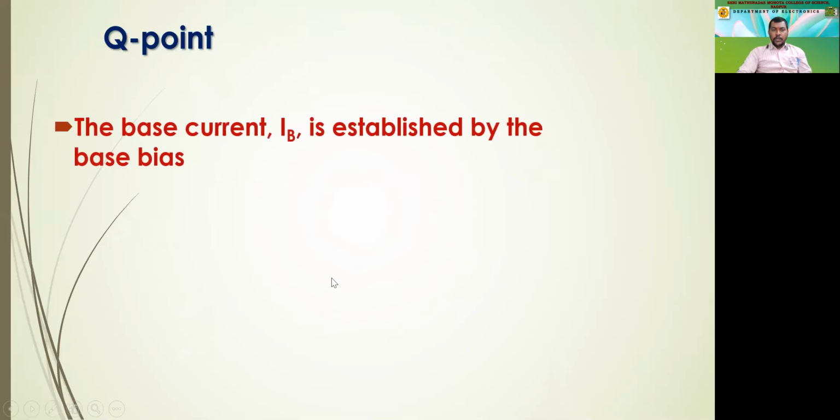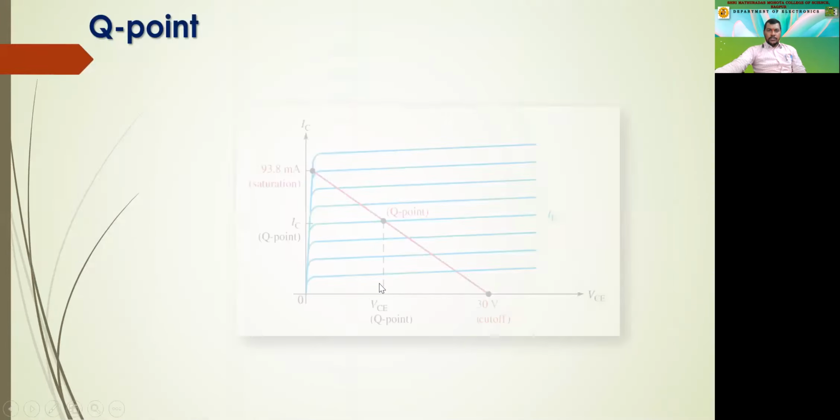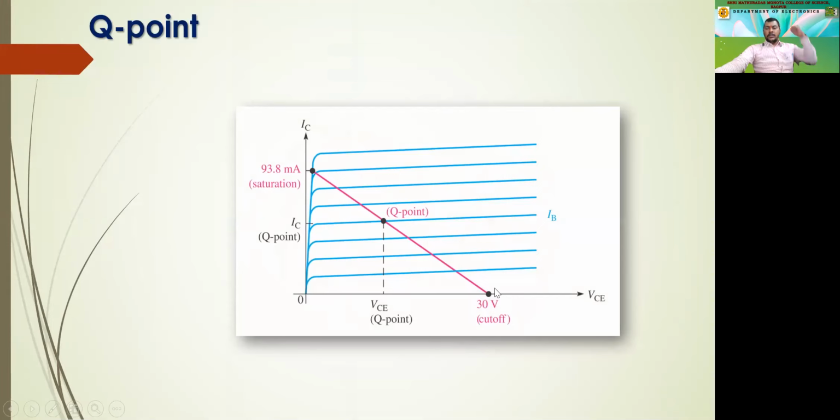Then the Q point. Yes, this Q point is very, very important. Yesterday I tried to draw the DC load line, and by that we will study how this Q point is very important, and when the transistor starts working in that particular region. So the base current IB is established by the base bias. The point at which the base current curve intersects the DC load line is the quiescent point. I have drawn this Q point yesterday, and this point at the center of the line is called the Q point, at which we'll have IC at the middle and VC at the middle.